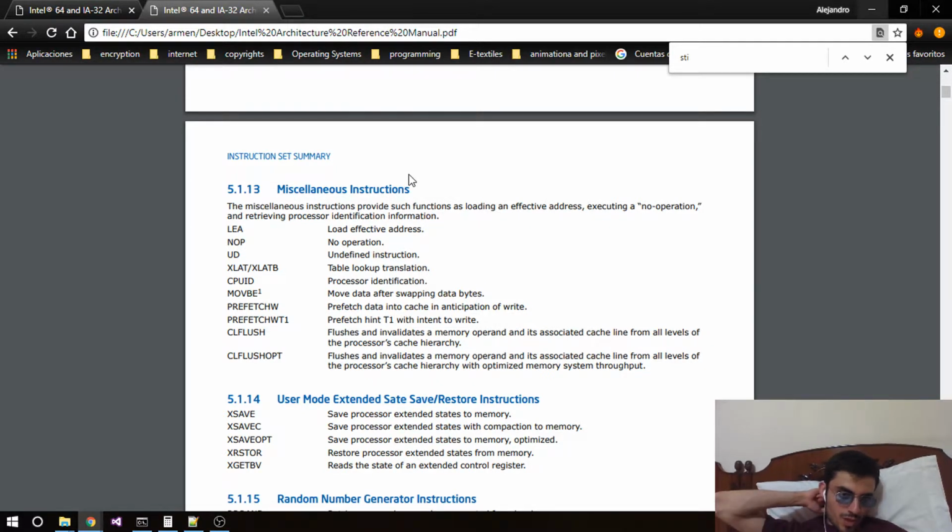These are the prefetch instructions. There's a prefetch W that basically prefetches all the data into cache in anticipation of writing.